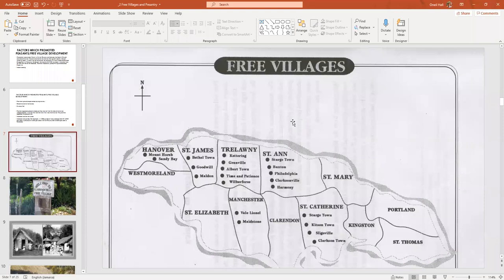Good. And one thing is that if you go into the exam, you have an edge, because sometimes they ask in the exam to name two free villages. You're right, Sandy Bay in Annotto Bay. Of course. And Kitchen Town, Sligoville. Nobody can forget those. Sligoville is the first free village in Jamaica.